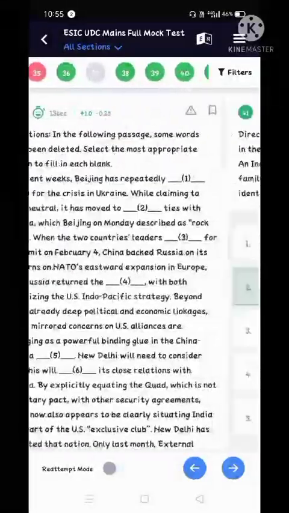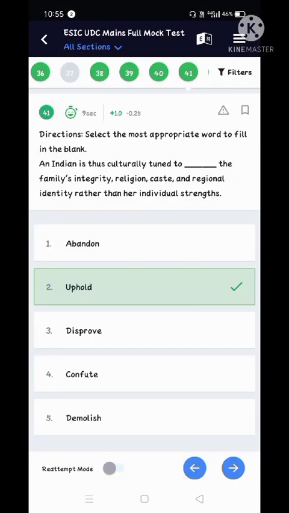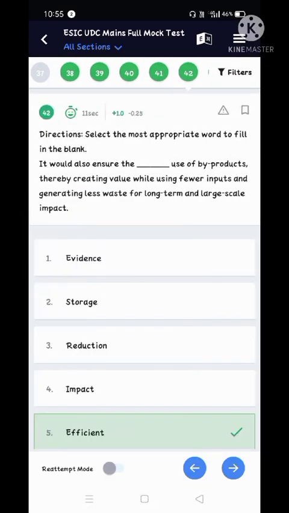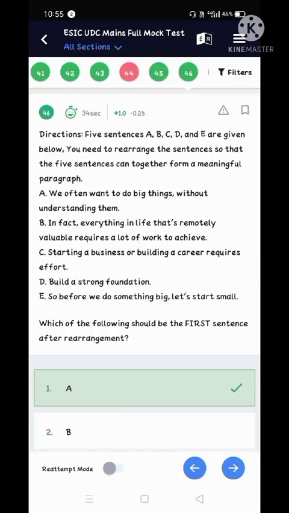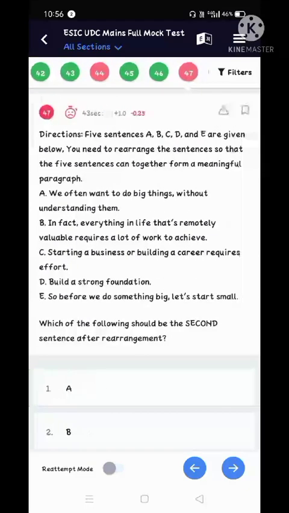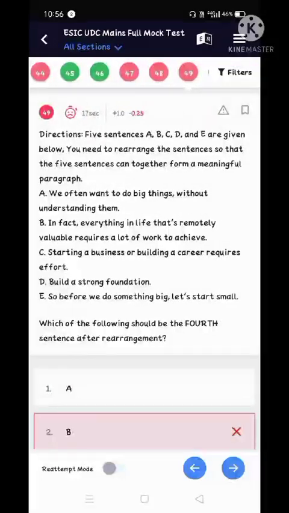And yeah, there was a single filler also. Single fillers are not so tough. It was also easy. And the last one is parajumble. It was also easy. So overall the question pattern is easy to moderate.